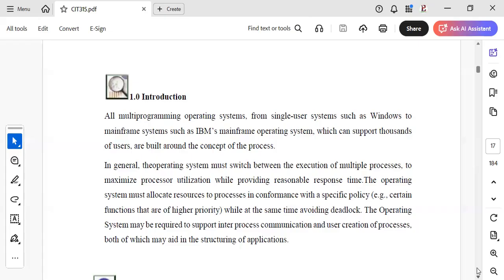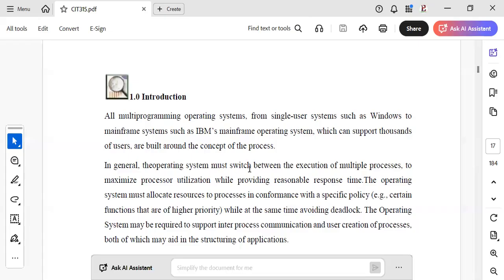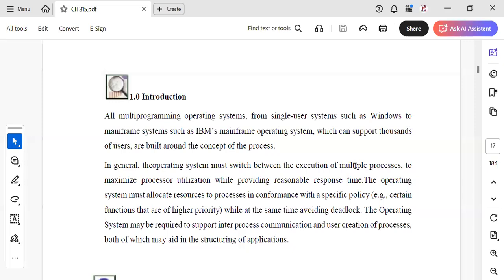So what we're trying to say here is that whether you are talking of a single-user computer, like the type in your house that uses Windows, like your laptop that uses Windows or maybe Linux and the rest of them, and then to the large one like the IBM mainframe that supports so many users to use it simultaneously at the same time, all of them follow a principle called the process. So what is this process? That's what we want to look at in this lesson. In general, the operating system must switch between the execution of multiple processes.